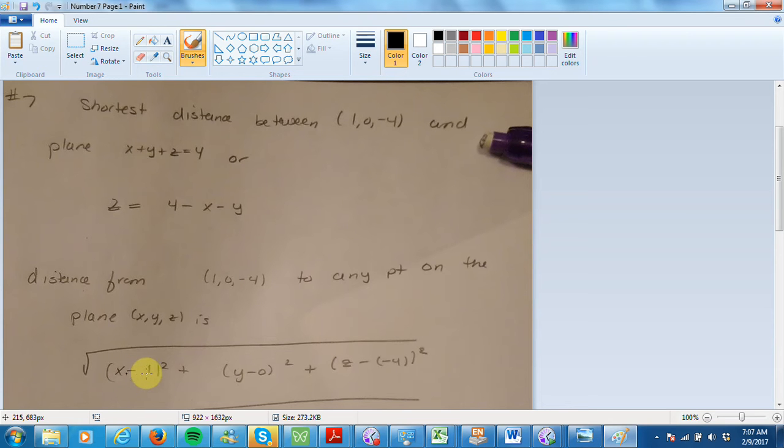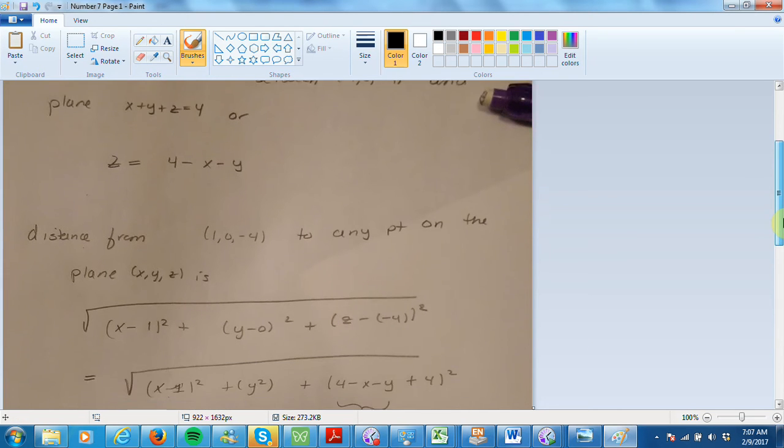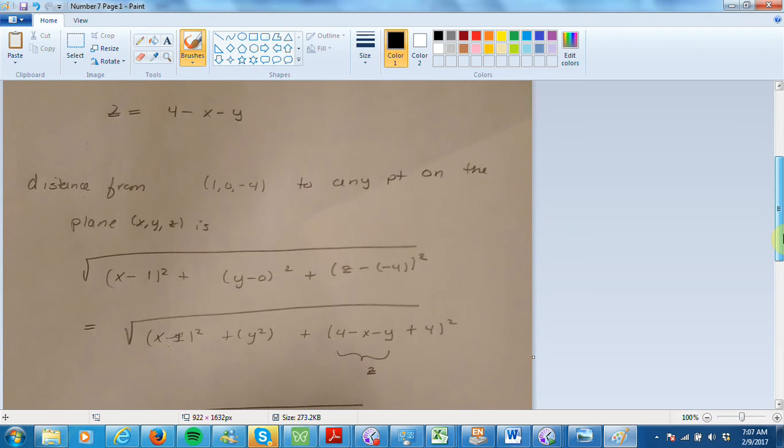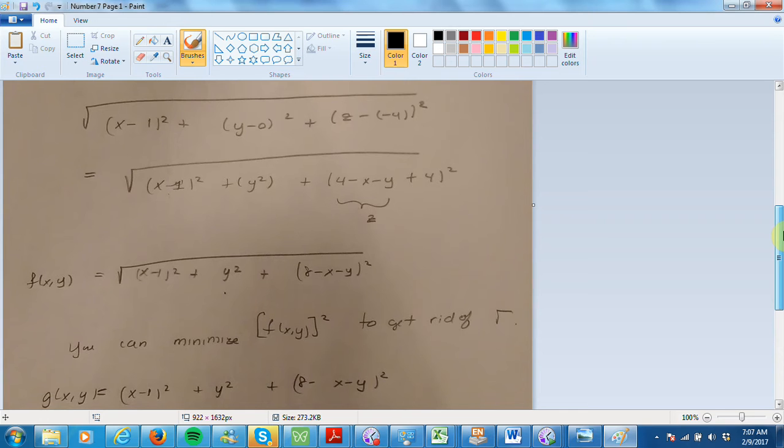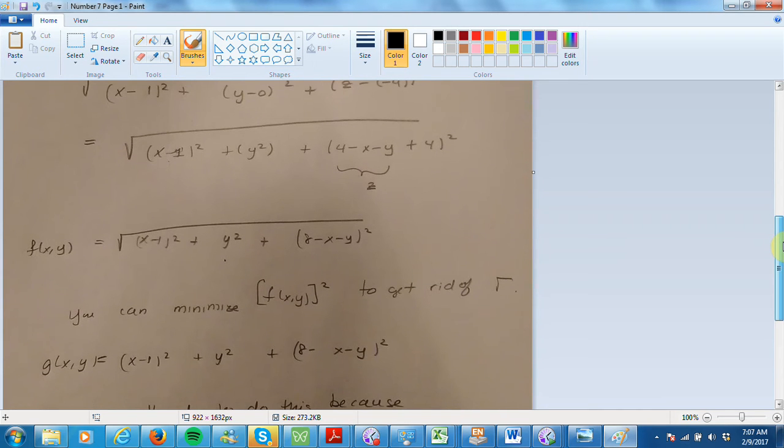So for any arbitrary point, x minus 1, because I'm taking these two, y minus 0, and z minus the minus 4, all under a square root. And for z, I'm going to put in the formula for z, which is 4 minus x minus y. That gives me an f of x, y that I'm supposed to try to minimize. And I don't want to work with a square root because that's going to give me a nasty chain rule with a 1/2 to the minus 1/2, so all kinds of stuff. So the first observation is that I don't have to work with the square root.